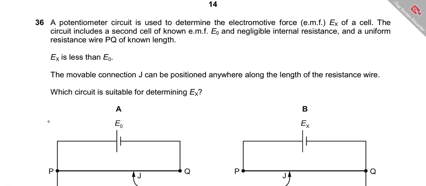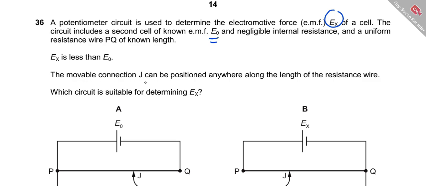Then it says that a potentiometer circuit is used to determine the electromotive force of a cell. The circuit includes a second cell of known EMF, E naught, and the one which we have to find is EX, of negligible internal resistance, and a uniform resistance wire having length PQ. Now EX is less than E naught, which of course is the case as we studied in the potentiometer. The unknown potential must always be less than the source potential, which is E naught, right? So EX has to be less than E naught.